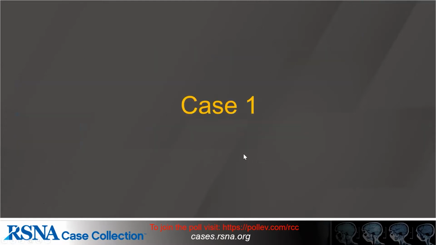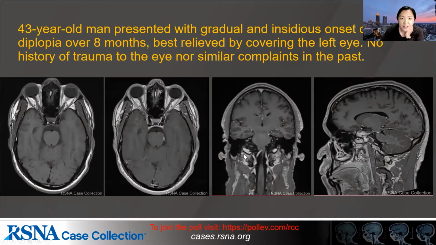So our first case is a 43-year-old man who presented with a gradual and insidious onset of vertical diplopia over the past 8 months, and it's best relieved by covering his left eye. He didn't have any trauma to that eye, nor any similar complaints in the past, but this slow developing diplopia. So I would encourage you to think about what may cause issues with extraocular movements as you look through these first images. Mostly through the brain, as you can see pre-contrast and post-contrast T1 weighted images, as well as coronal and sagittal reformats through the area of interest.